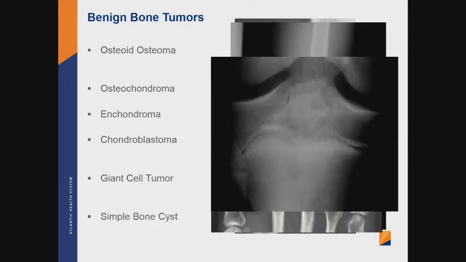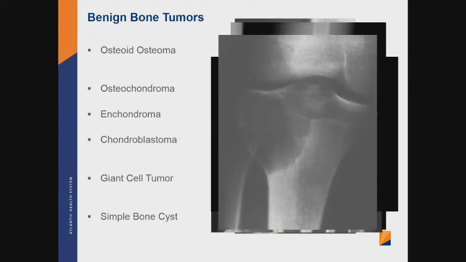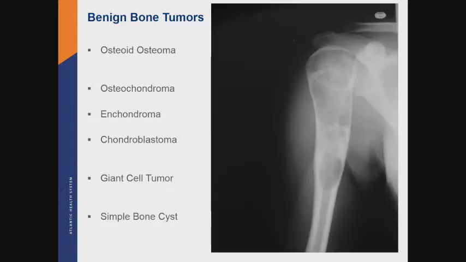A chondroblastoma, which tends to occur in the epiphysis, is a very well circumscribed lesion causing pain, almost always confined to the epiphysis. Giant cell tumor, which is one of the most common benign aggressive tumors in an adult between the ages of 20 and 40, and simple bone cysts.